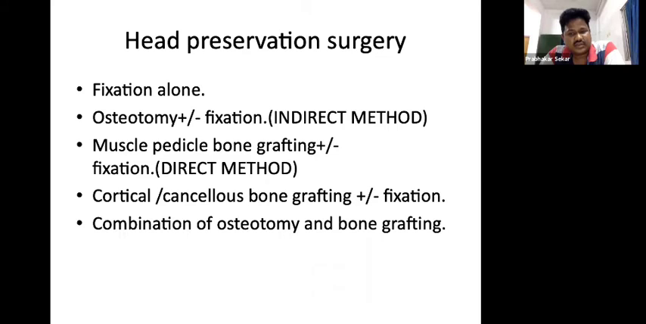So in head preservation surgery, these are the options. One is you can do fixation alone, or osteotomy with fixation, which is an indirect method done without opening the fracture. Or a muscle pedicle bone graft, opening the fracture and putting a graft over it, along with a muscle pedicle graft directly over the fracture site along with the fixation. Another is a vascularized or non-vascularized fibula stud graft, or a combination of all, osteotomy with bone graft.